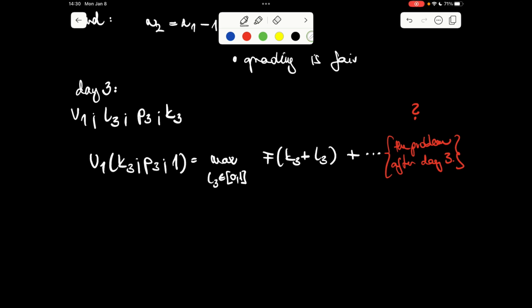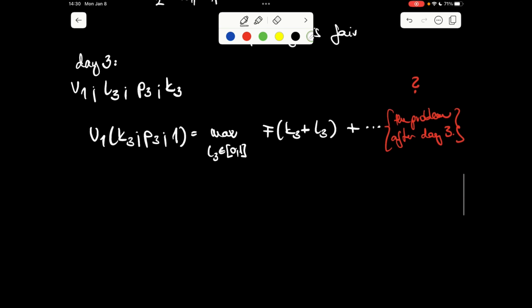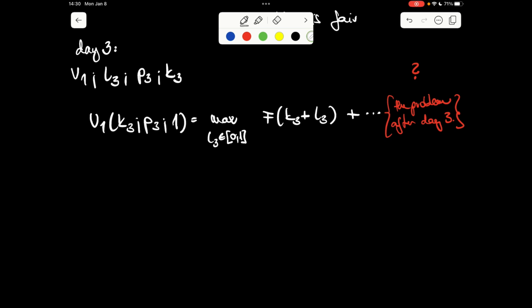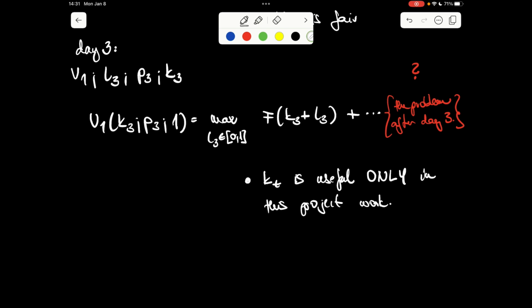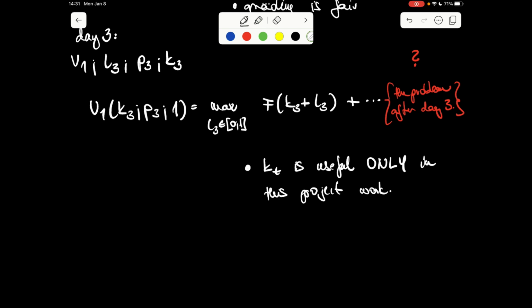So we can be sure that the student is not interested in increasing her capital stock in the final period. So this is another important additional assumption. Capital stock is useful only in this project work. The student accumulates her capital stock in order to use her knowledge in the project work on the following day.